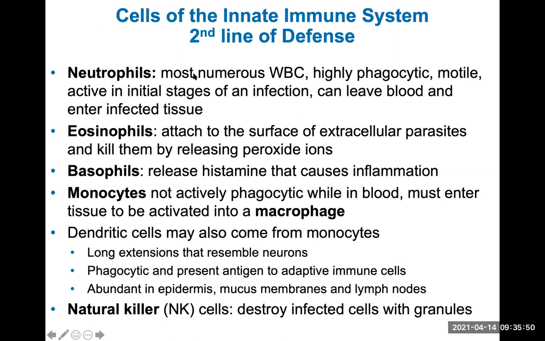All right, now the more important way to look at these cells is their function, right? So neutrophils are the most numerous white blood cell in circulation. They are highly phagocytic, and we will talk about the steps of phagocytosis in a little bit. They're motile. They are able to move from the blood into tissue and move throughout the tissue. They're most active in the initial stages of an infection. Okay. And as I already mentioned, they can leave the blood and enter infected tissue.